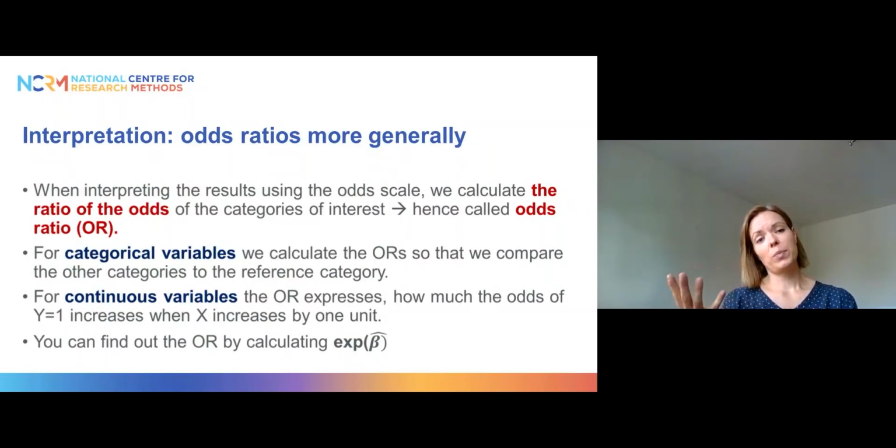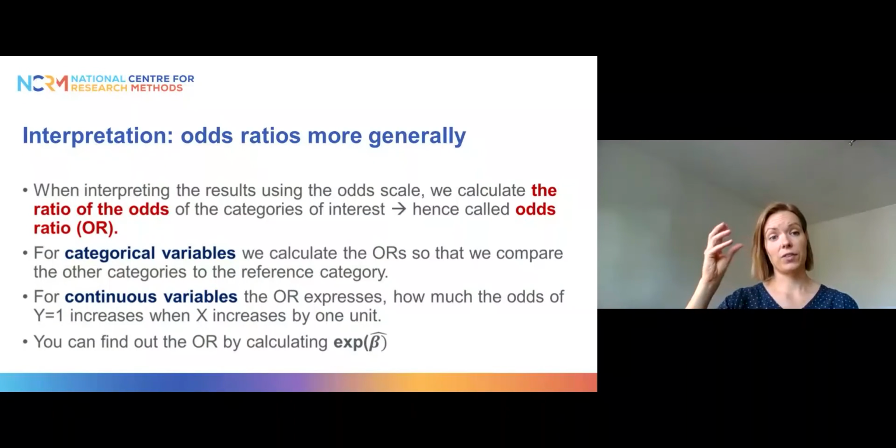So for categorical variables, we calculate the odds ratio so that we compare the other categories to one reference category. And this is something that you already know from linear regression. It's just that the difference multiplies rather than is additive, like in linear regression.